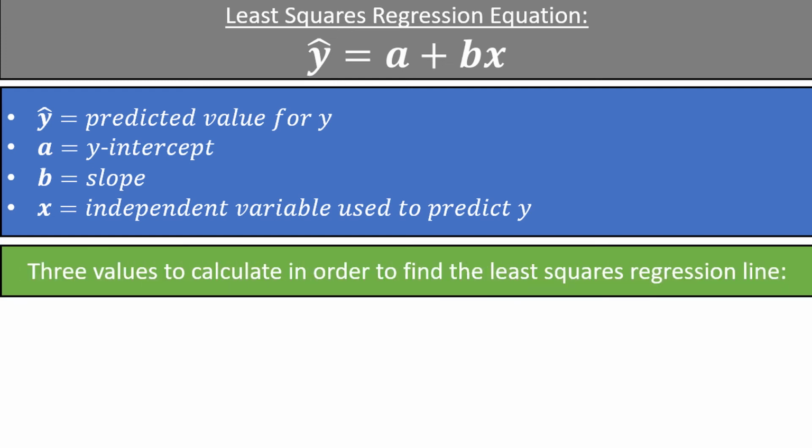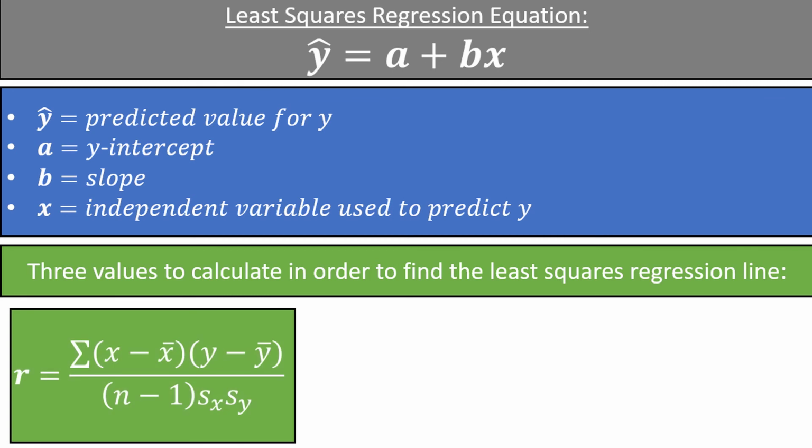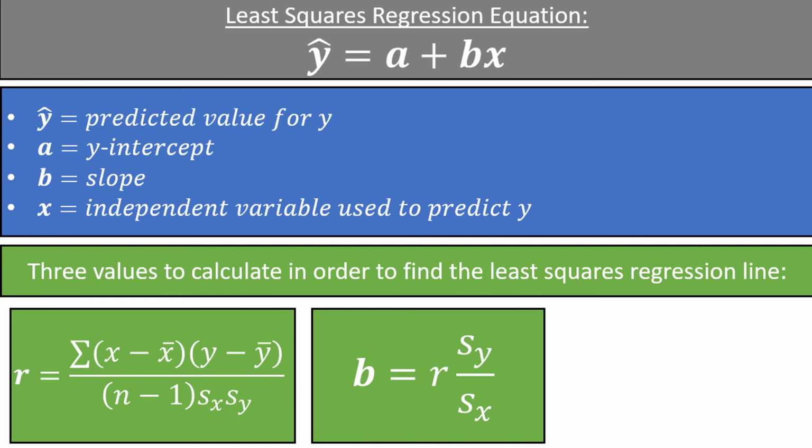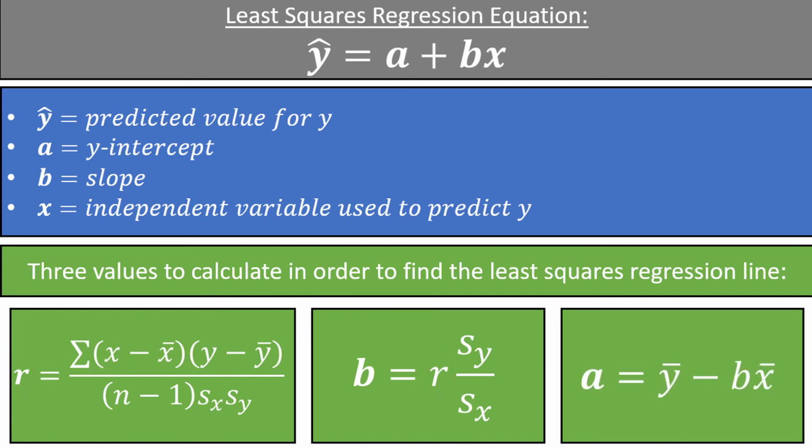Now, in order to find the equation of the line by hand, we need to find three quantities. First, we calculate the correlation coefficient R using this formula. There are ways to find the equation of the line by hand without first finding R, but finding R makes the slope equation simpler, and it's nice to know how to calculate R anyways. Then we calculate the slope, B, using this formula, which requires us to know the correlation coefficient R. Finally, we calculate the y-intercept using this formula, which requires us to know the slope, B.